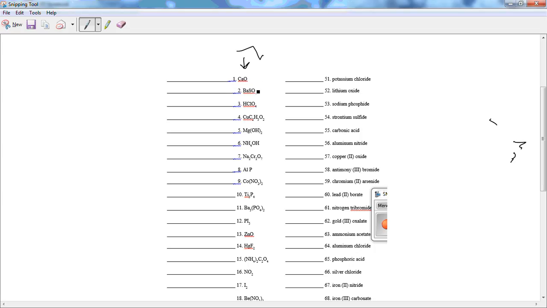So this first one, calcium is a metal. O is not a polyatomic ion, so it's simple. Just calcium oxide.